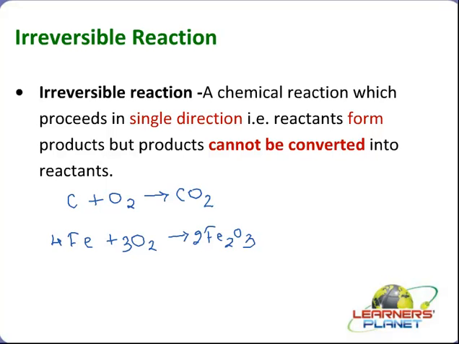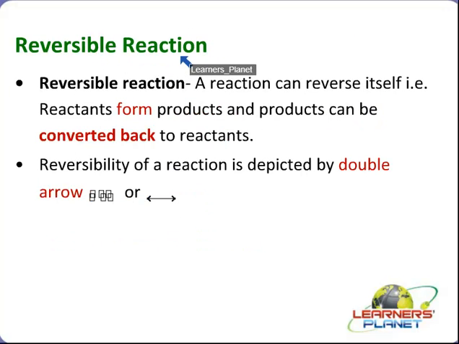Now in this case, what is happening, students? Your reactants are being converted into products. There is no conversion of products into reactants. So the reaction proceeds in a single direction and it is an irreversible reaction. Another type of reaction is a reversible reaction, that is, a reaction which can reverse itself.